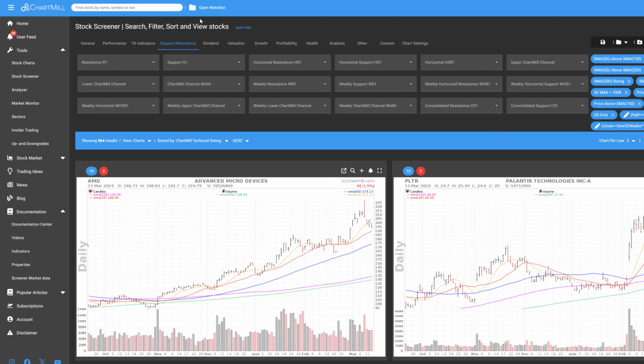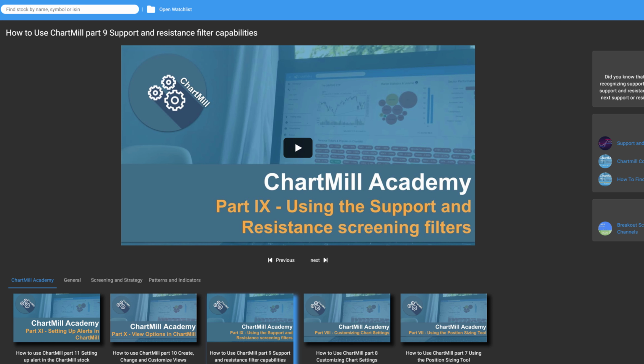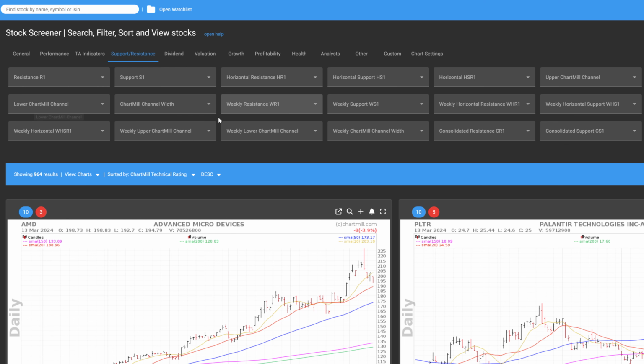So back to our stock screener. There is a support and resistance tab with a whole bunch of possibilities and filters. Again, in our documentation center under videos, number 9, using the support and resistance screening filters, gives a lot more detailed information about all these different filters. But we are going to use specifically the ChartMill channels, and to do so we are going to open up the drop down menu below the upper ChartMill channel.